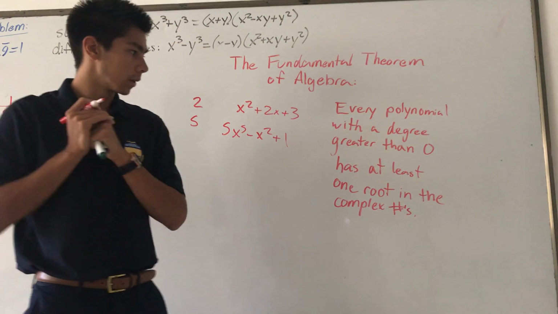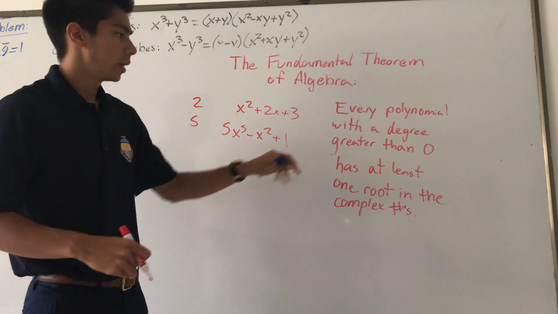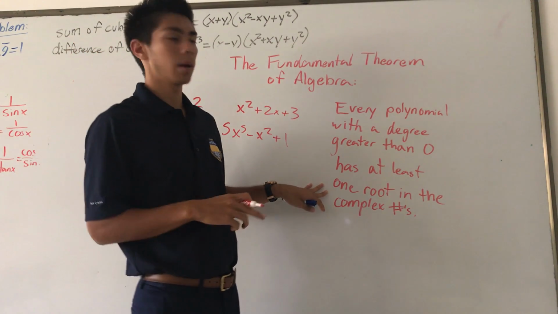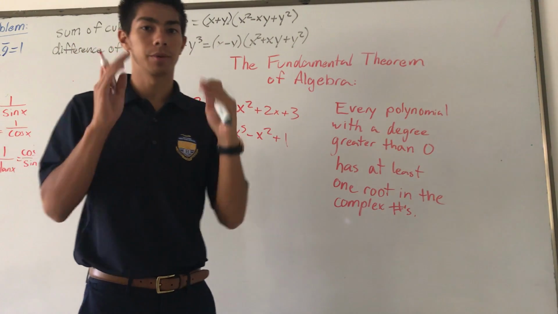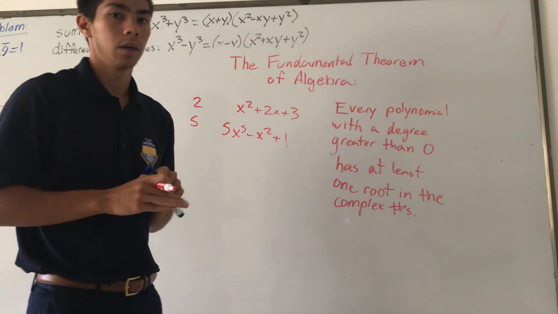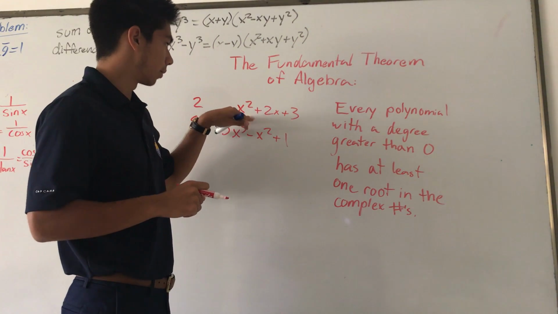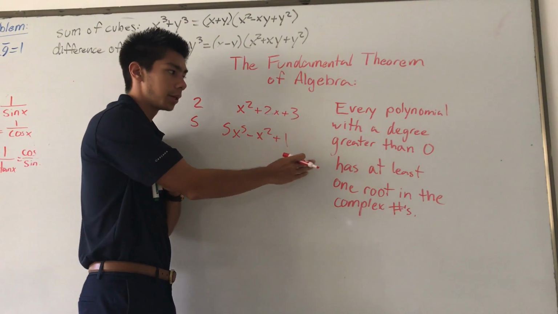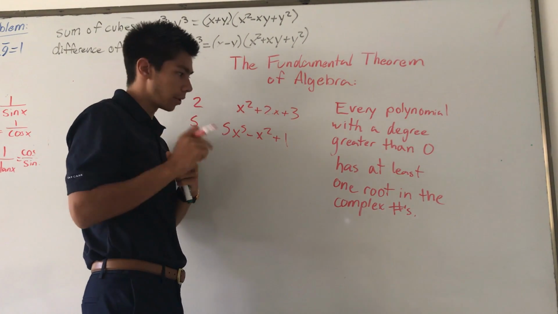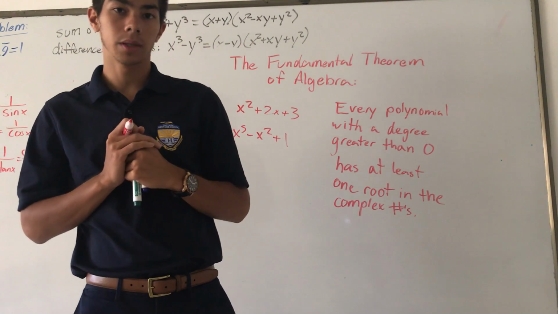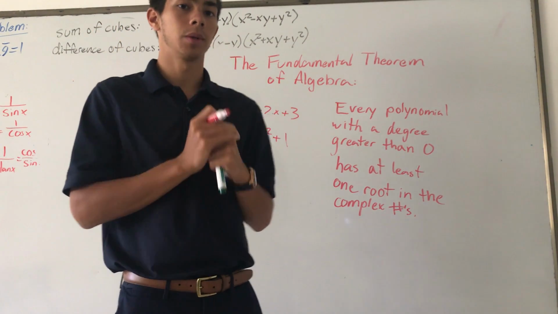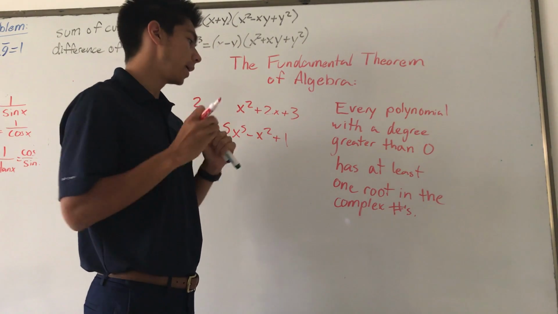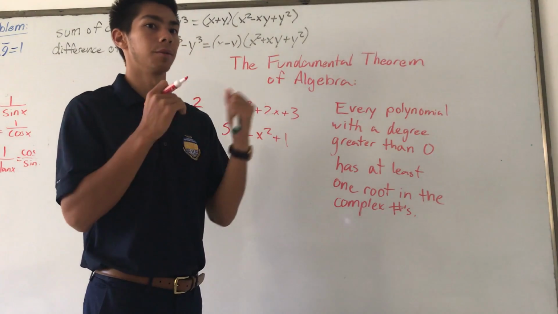Okay, you may be thinking, what does this mean? So if you guys remember what roots are, they make our equations equal to 0. It is where it crosses the x-axis. So it's what makes our equations equal to 0. So this is saying that every polynomial with a degree greater than 0 has at least one root in the complex numbers. If you guys remember, complex numbers can be either real or imaginary. So this means that there is always at least one root that is either real or imaginary.